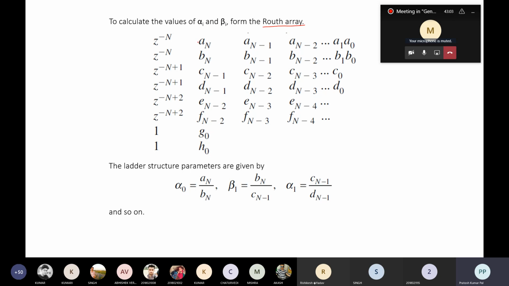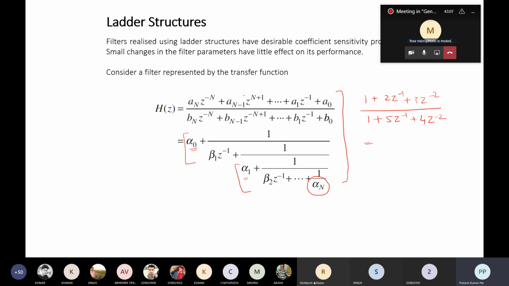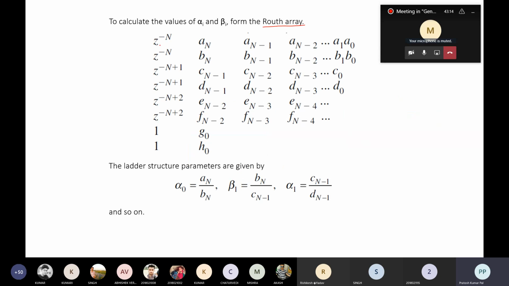So the method to find the coefficients is, whatever transfer function we have been given, in the numerator and denominator. In the numerator it has z to the power minus n. So we will write z to the power of the highest power in the numerator, that is z to the power minus n. Similarly in the denominator, z to the power minus n is the highest power.